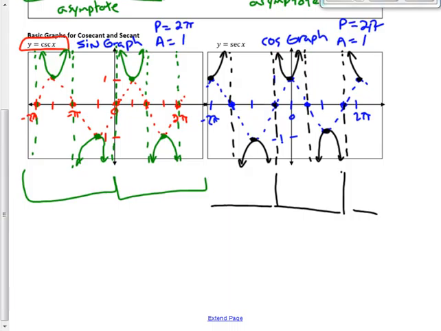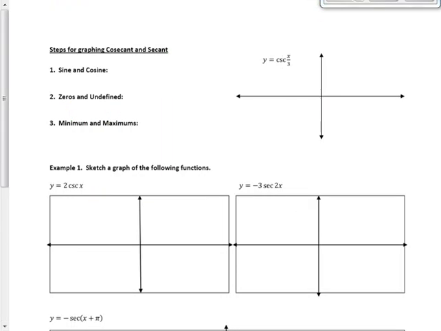Okay, and so the cosecant and secant graphs are based on sine and cosine. If you can draw the sine and cosine graph, then all we're doing is creating the secant and cosecant graph off the minimum and maximum points of those graphs. So let's take a look at some of the steps for doing that.